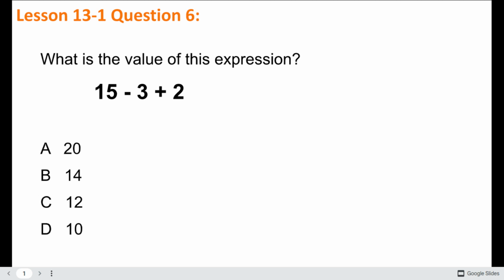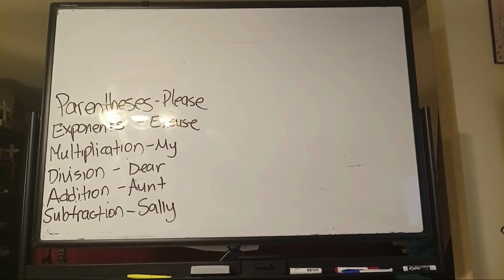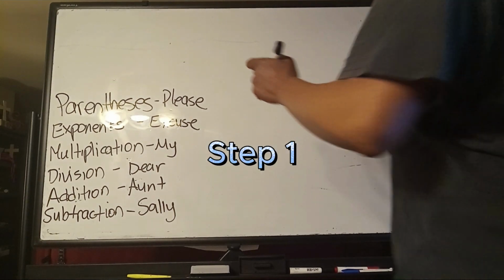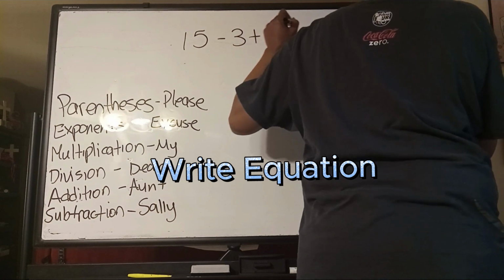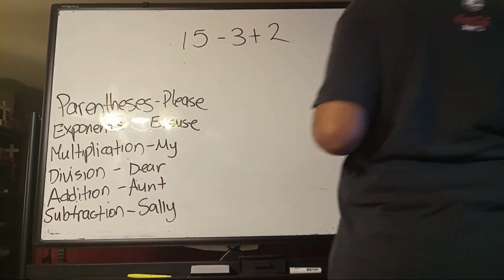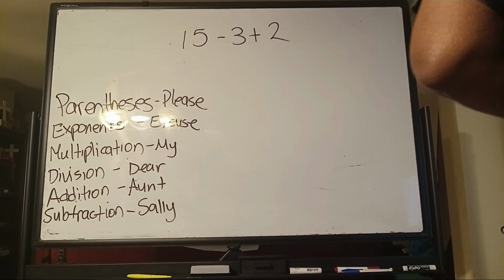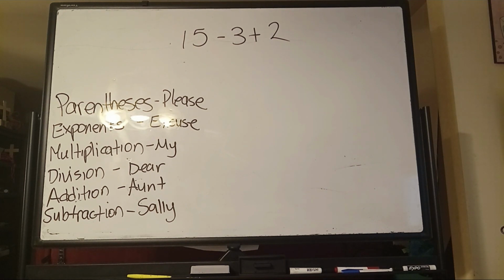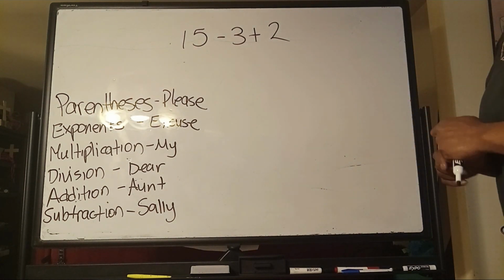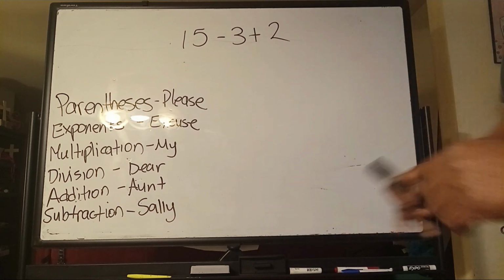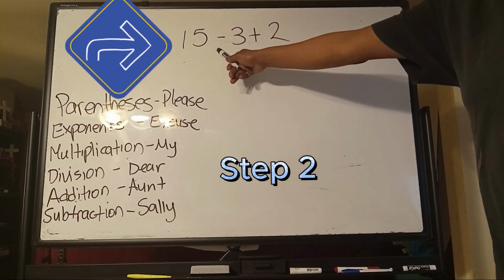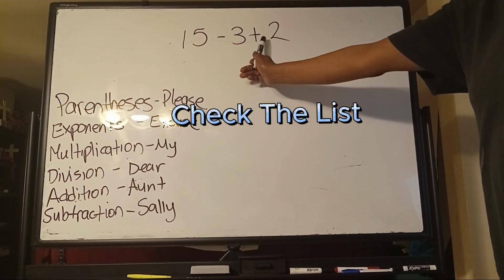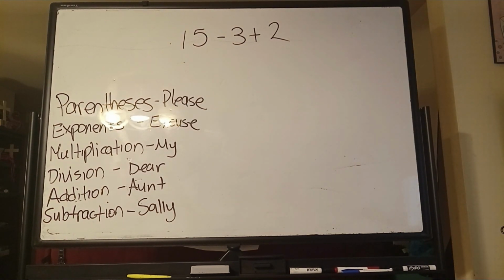What is the value of this expression? 15 take away 3 plus 2. All right, so what's the value of this expression, which is 15 take away 3. Is it plus 2? Yep, plus 2. All right, so Jamir, looking at this equation, knowing now what you know about the order of operations, going from left to right, what sign is it? Subtraction, and we have addition. So what are we going to do first here?